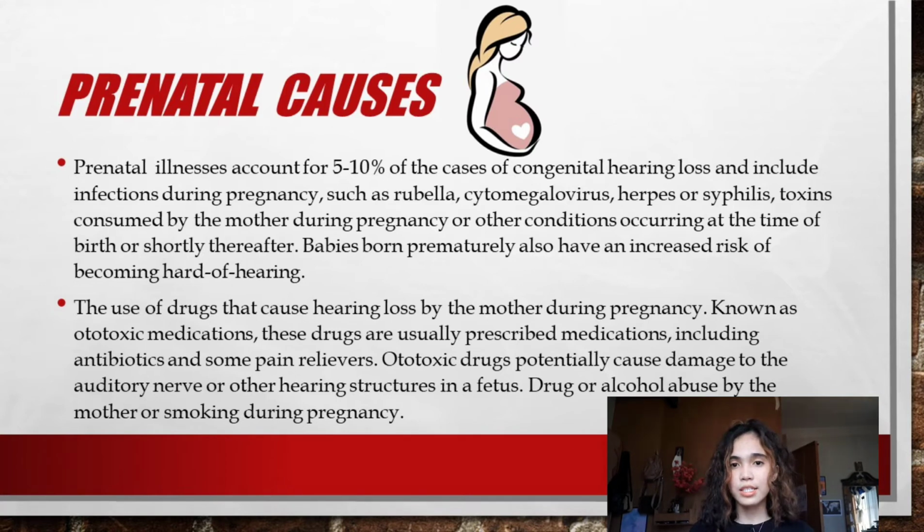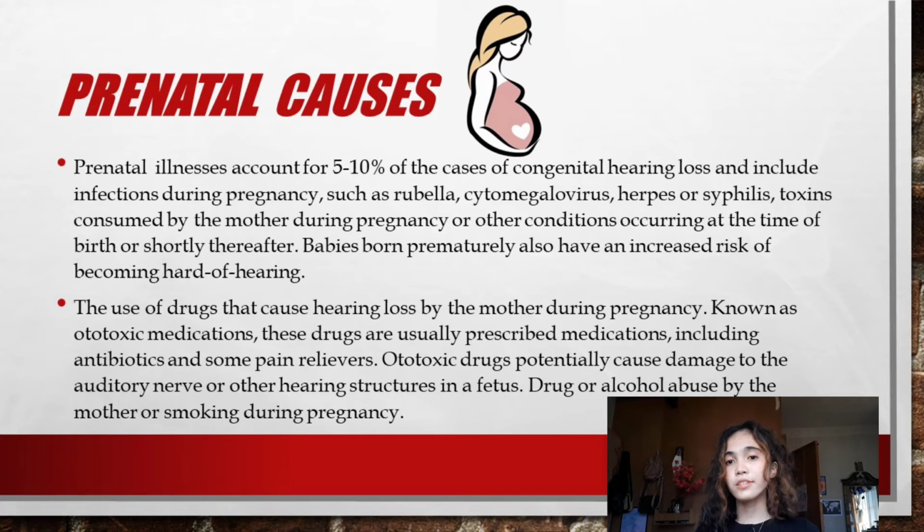infections during pregnancy, such as rubella, known as the red rashes; cytomegalovirus, a virus spread through sexual or non-sexual contact; herpes; or toxins consumed by the mother during pregnancy, or other conditions occurring at the time of birth or shortly thereafter. Babies born prematurely also have an increased risk of becoming hard of hearing.